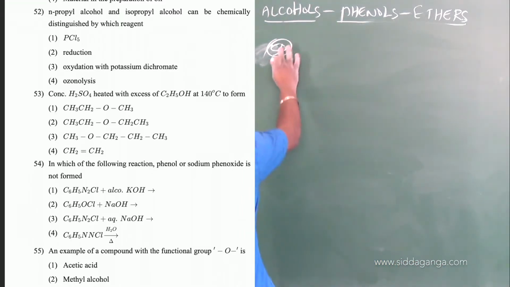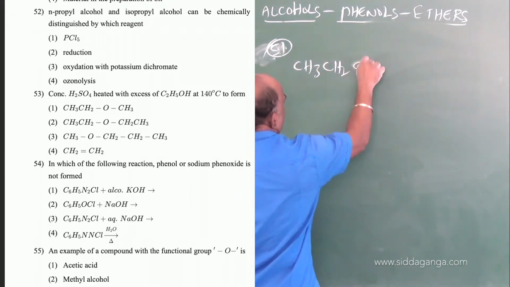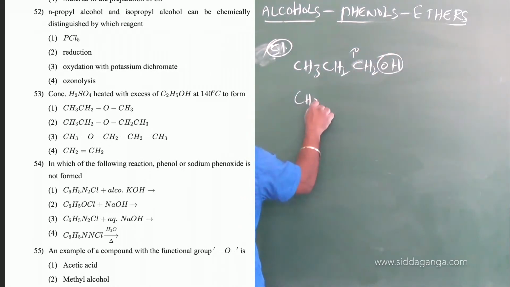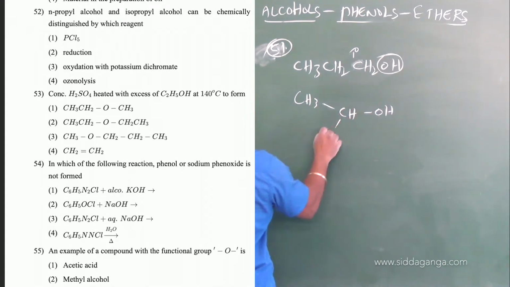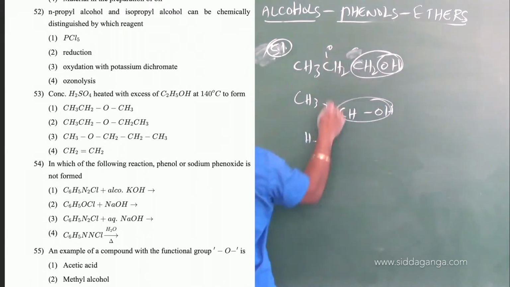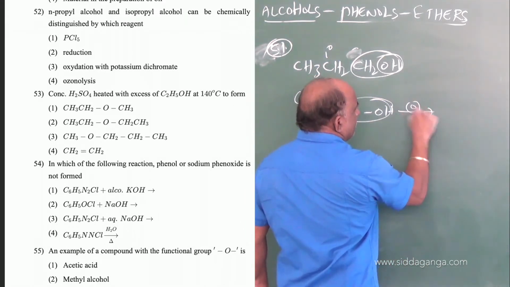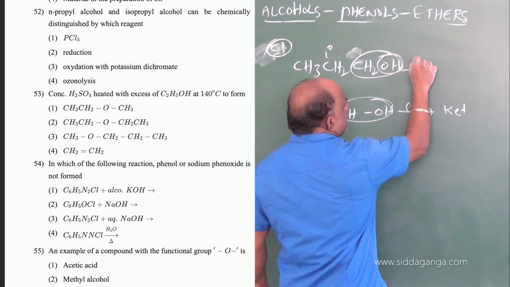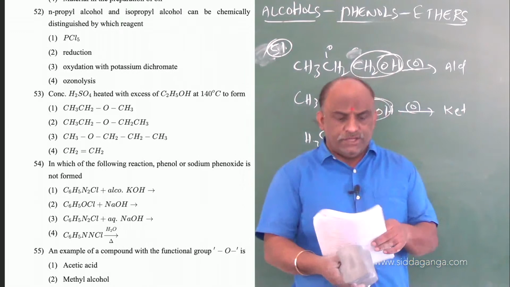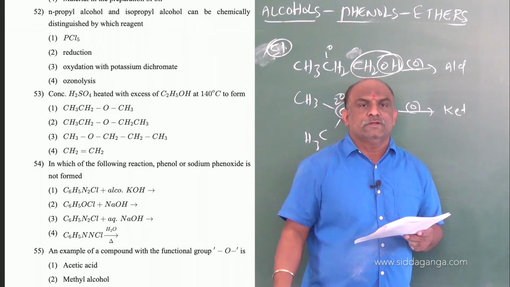See question 51. n-Propyl is CH3CH2CH2OH, where the functional group carbon is primary, and isopropyl is CH3CHOHCH3, where the functional group carbon is secondary. Secondary alcohol oxidation gives a ketone, and primary alcohol oxidation gives an aldehyde. So this is the distinguishing test between aldehydes and ketones. So question 52, the answer is the third option, oxidation with potassium dichromate.